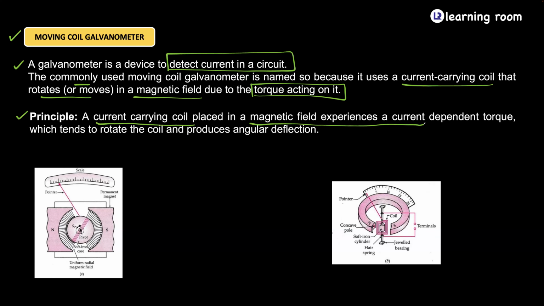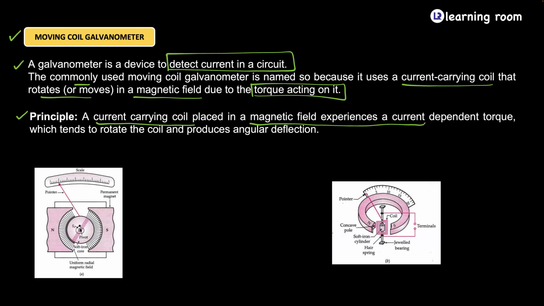That is why, if you observe the pointer, the pointer is not moving like this. The pointer is moving like this. This is rotation. This is translation. So the pointer is rotating. Are you able to understand what I'm trying to say? How is that pointer able to rotate? Because that pointer is connected to the coil, which is experiencing the torque.